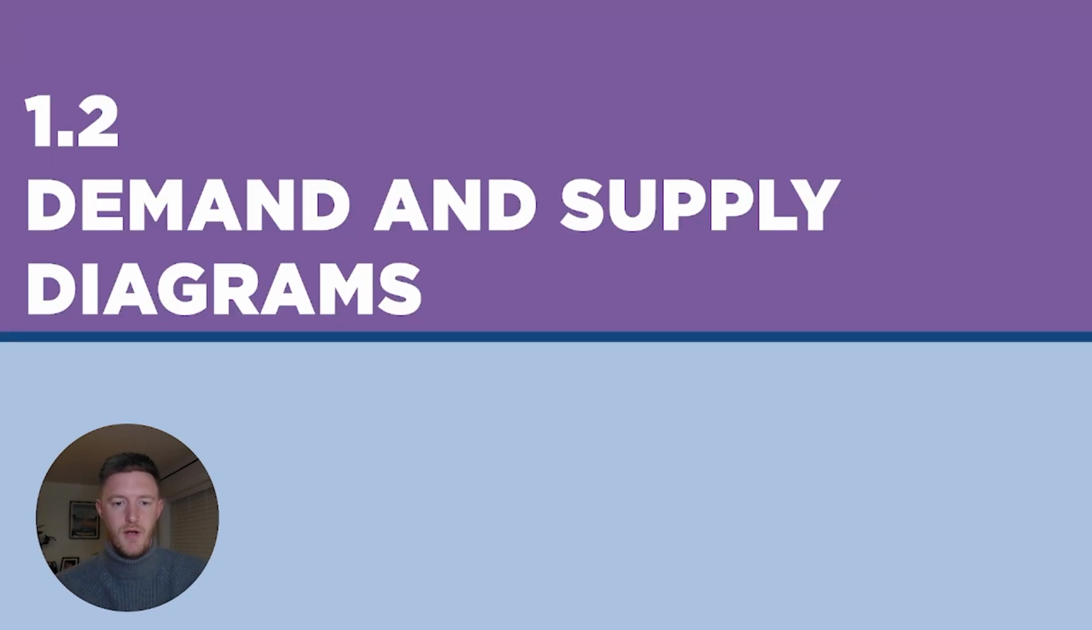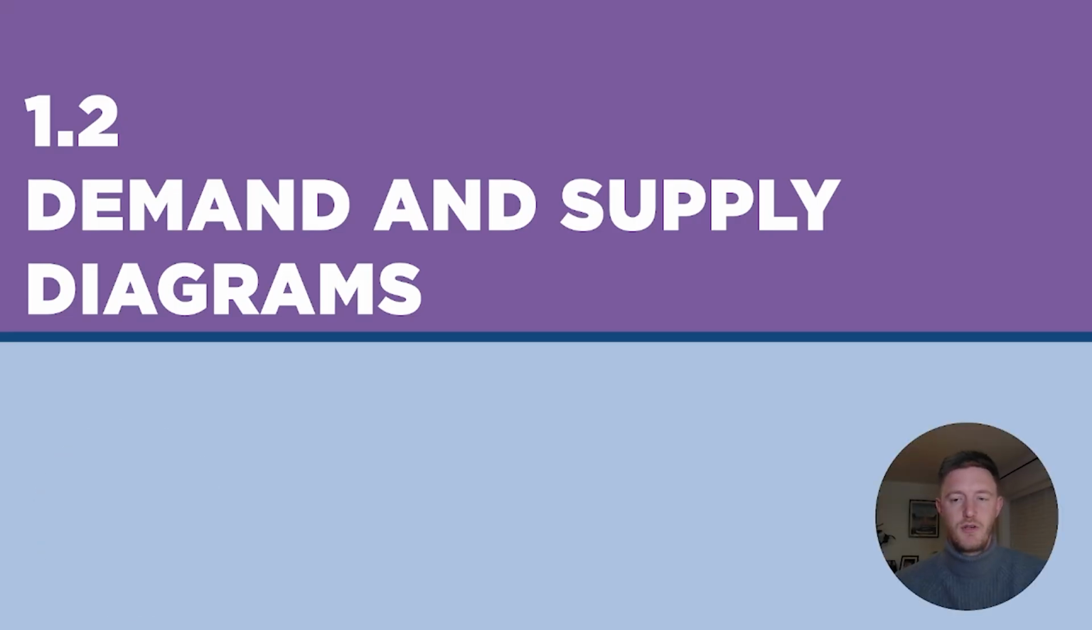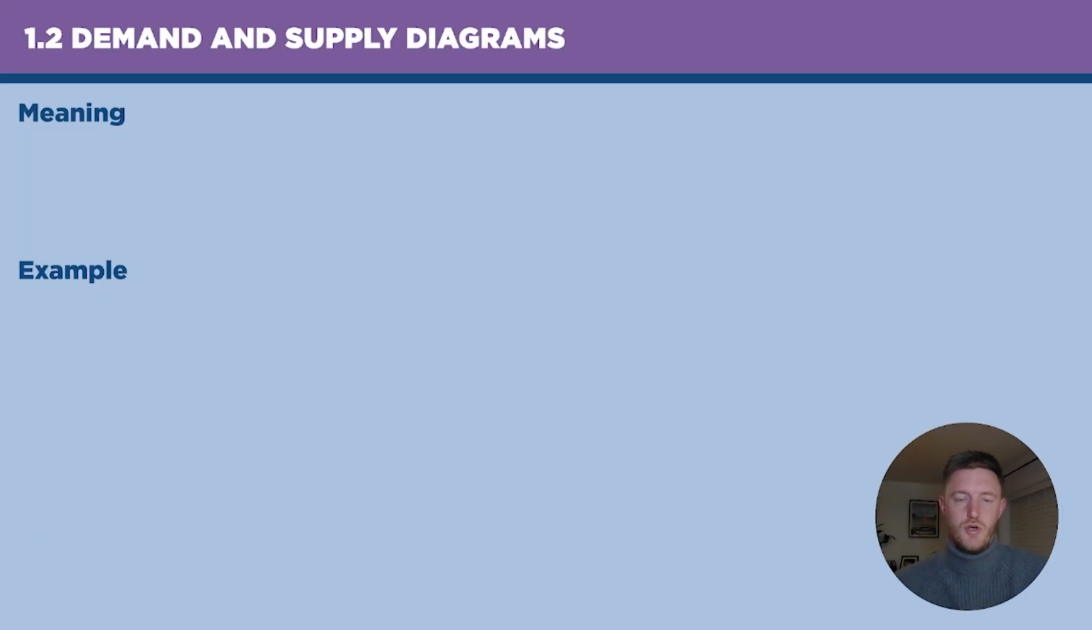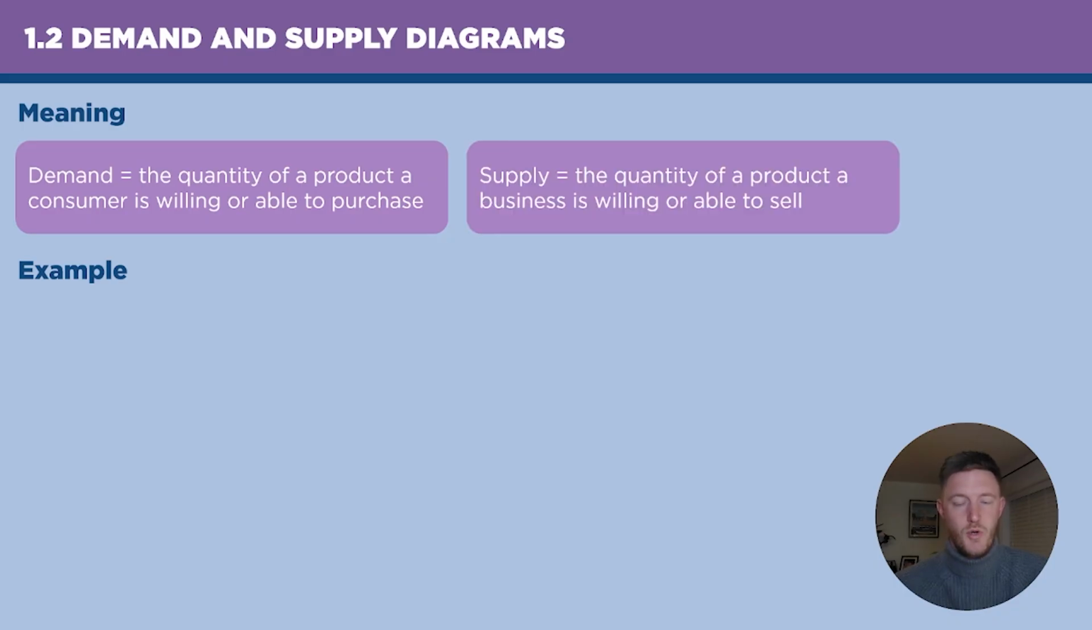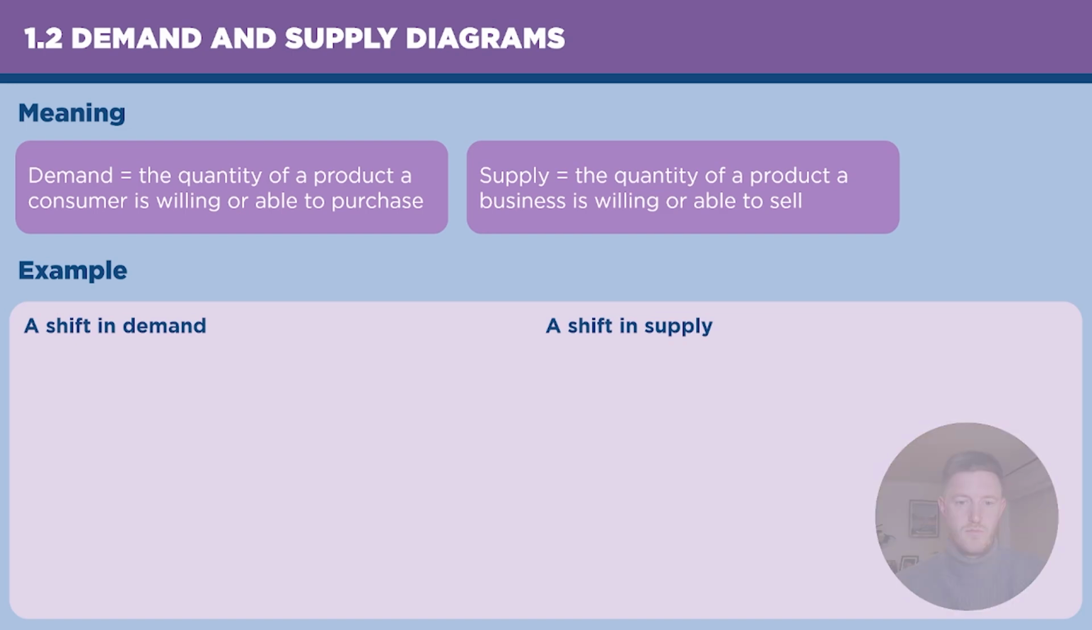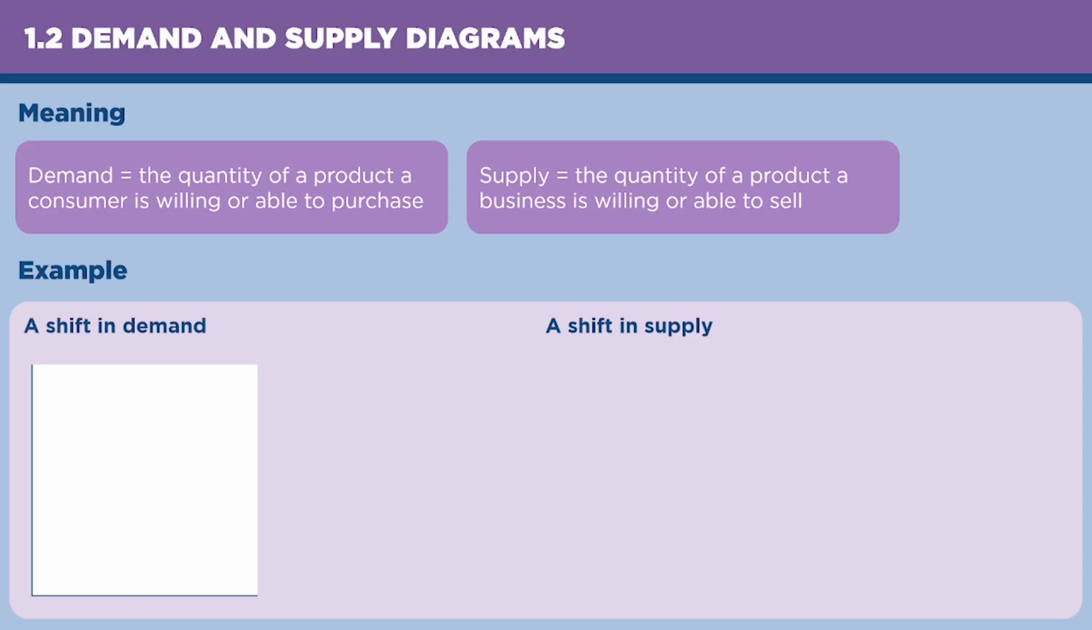Right, supply and demand diagrams. Supply and demand diagrams are the other construct question. I'm going to put these both together. So the meaning of a supply and demand diagram, let's define supply and demand. Demand is the quantity of a product that a consumer is willing or able to purchase. Supply is the quantity of a product that a business is willing or able to sell. We're going to look at 4 examples here. I am going to remove myself to get out of the way. So we're going to look at 2 shifts in demand and 2 shifts in supply, because they could increase or decrease. So let's start with a shift in demand.